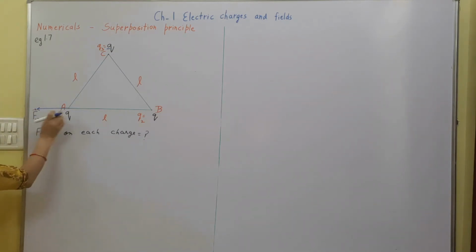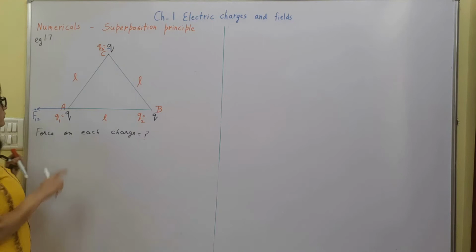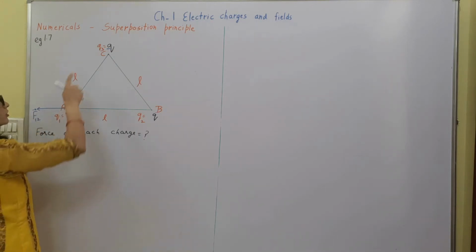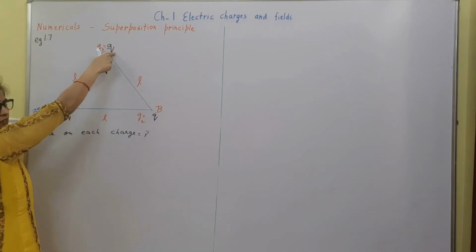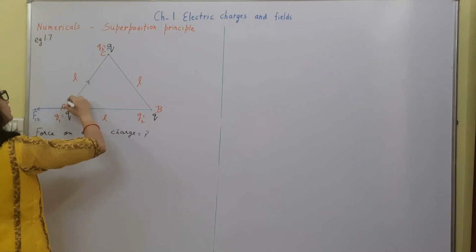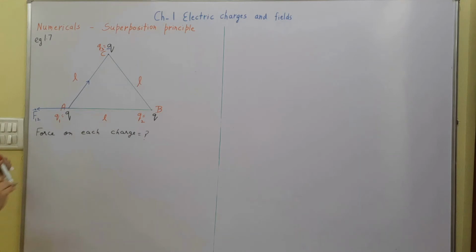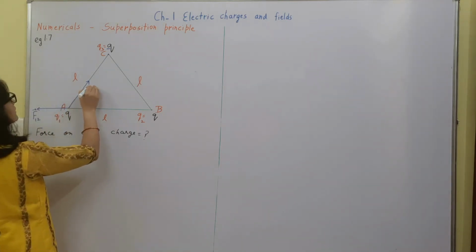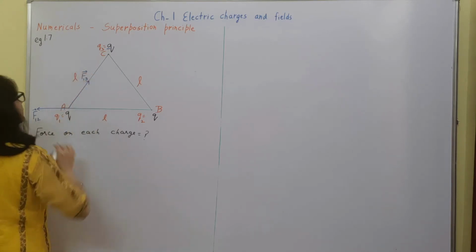Now we have to mark the force on this first charge by the third charge. Now this one is negative, this one is positive. So this charge will try to bring it towards itself. So what will be its role? Its role will be to attract the charge 1 towards itself. So I can say that this is the force on 1 due to 3.